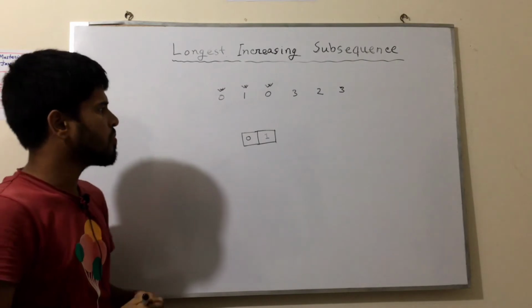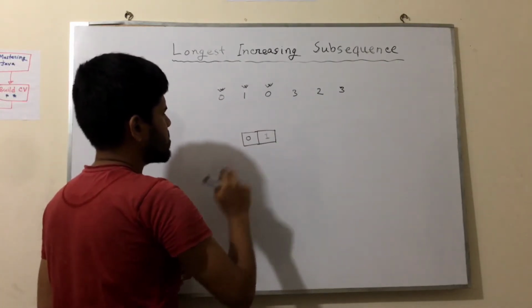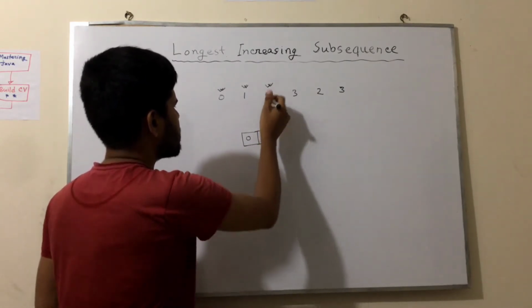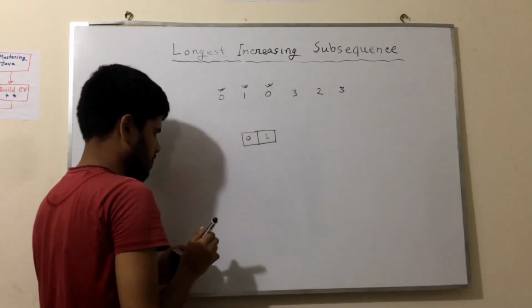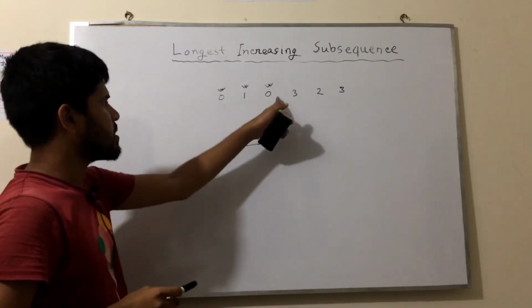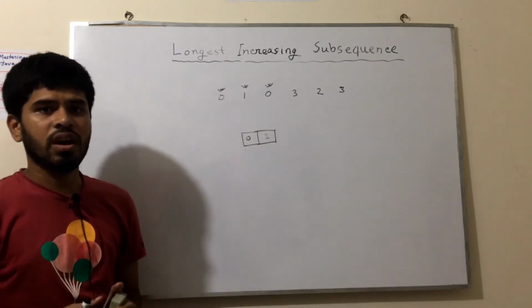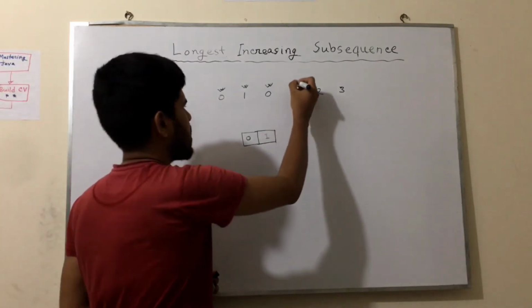So what we can do, if we have 0, is run our binary search algorithm on this list, and we see we have 0 and 0. We'll just update this 0 with this 0, since we have this value 0 right here. Now I'm going to move to the next element.